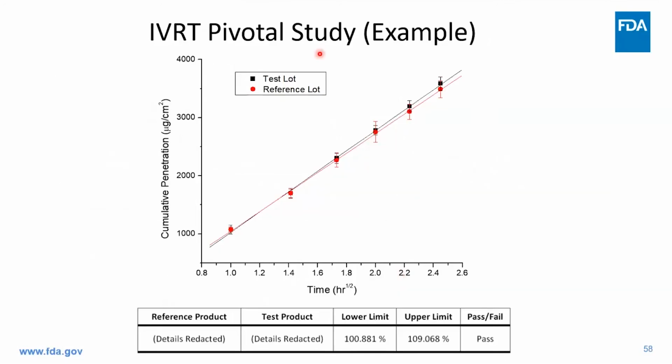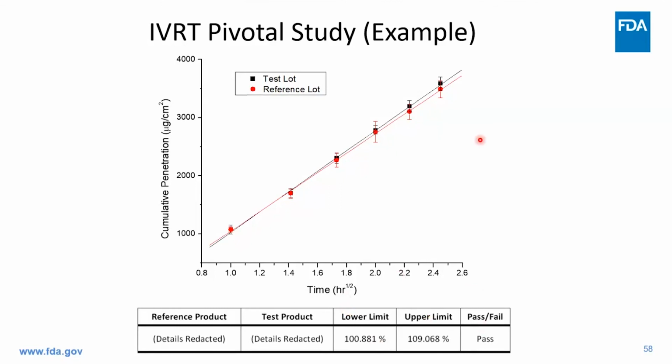So then when you do the IVRT pivotal study, this is the kind of data that you might see, where you'd be looking at the lower limit. And remember, we're talking about the tolerance, the range here is 75 to 133. And in this case, we're looking at it passing because it falls in 100 to 109, which is within the range of 75 to 133.